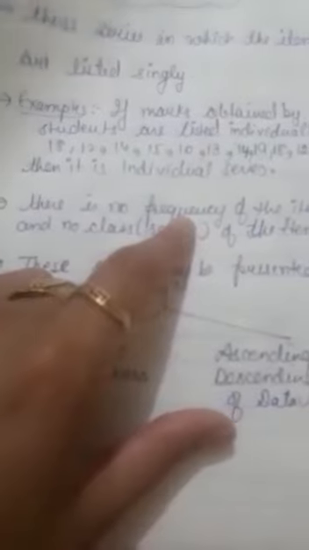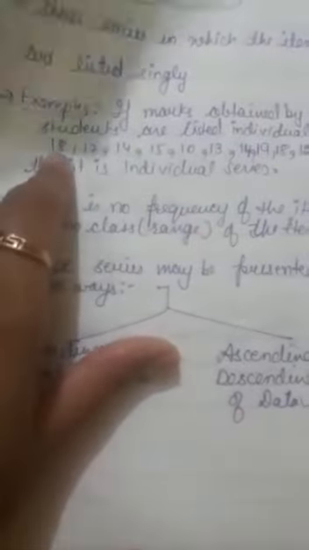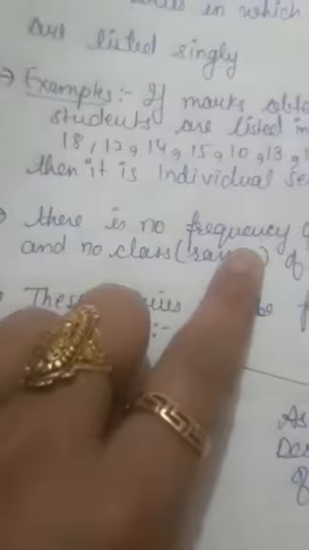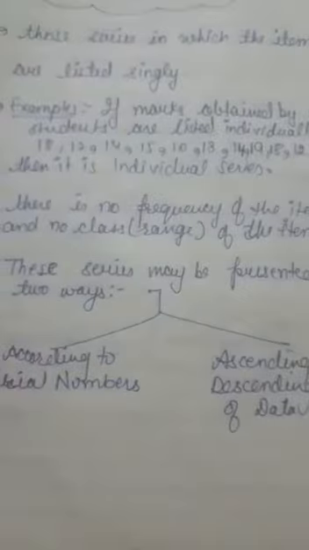Frequency means the number of times an item repeats itself, clear. We have not written that 18 marks are obtained by 2 students. 2 is the frequency of 18 marks, clear. It means how many students got 18, that is 2 students, so 2 is the frequency. But in this series we are not stating the frequency of the items, clear.